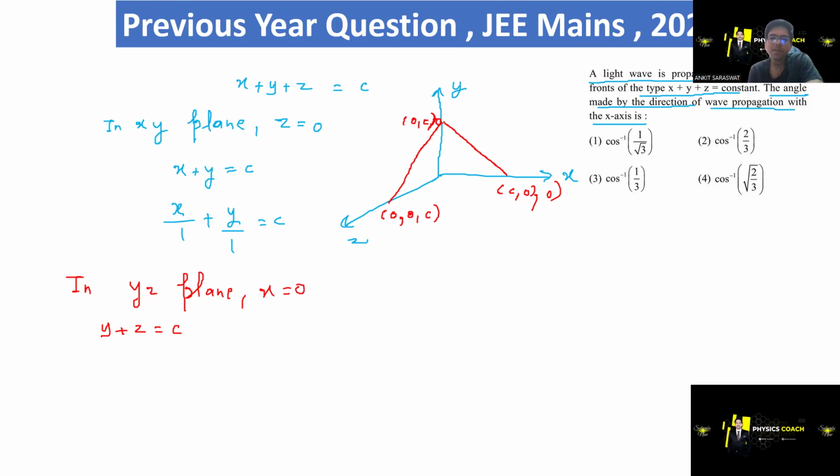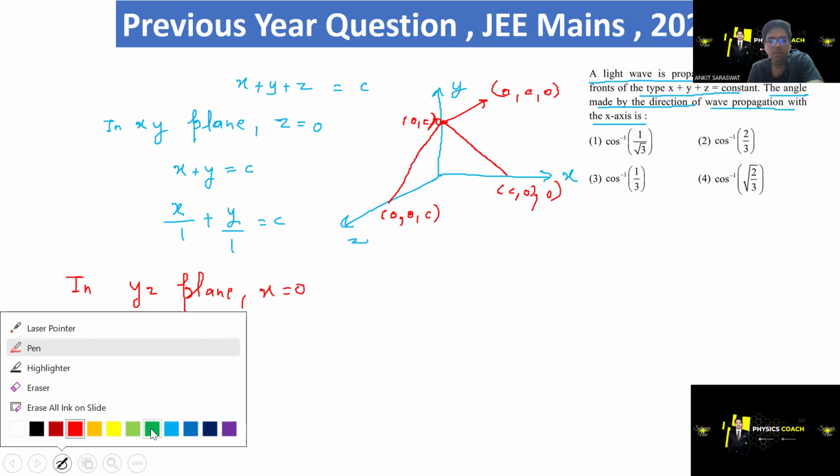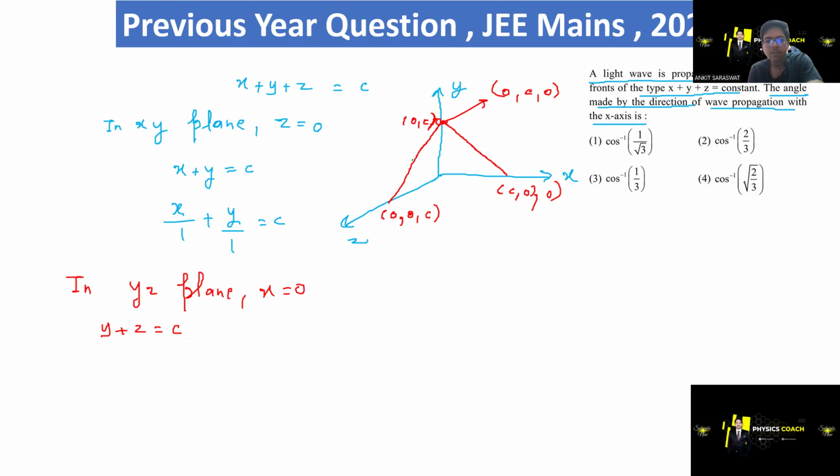On the y axis, what is 0? X is 0, z is 0. Means the coordinate will be 0, comma c, comma 0. This coordinate again I will write. This is 0, comma c, comma 0. Similarly, what is the equation of this line? Y plus z is equal to c. The equation of this line is x plus y is equal to c.